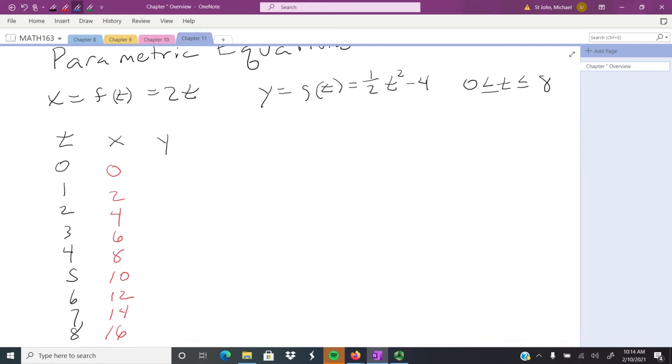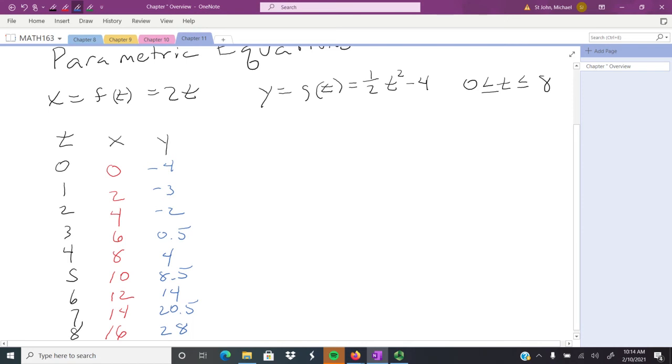And then we could do the same thing in terms of our y equation. And so here we would get minus 4, minus 3.5, minus 2, 0.5, 4, 8.5, 14, 20.5, and then lastly 28, right?